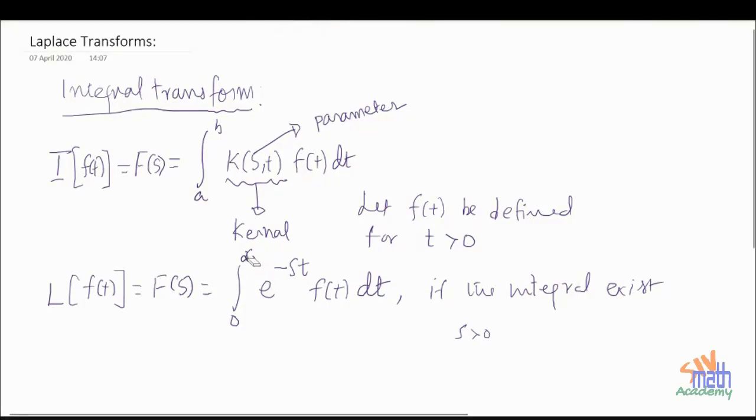One second, I'll just write clearly. Number 1, L of 1 is equal to 1 by s. How? Let us see. L of 1, according to the definition, is the integral from 0 to infinity of e power minus st, and in place of f of t we replace by 1, into dt, which is equal to e power minus st divided by minus s, within the limits 0 to infinity.